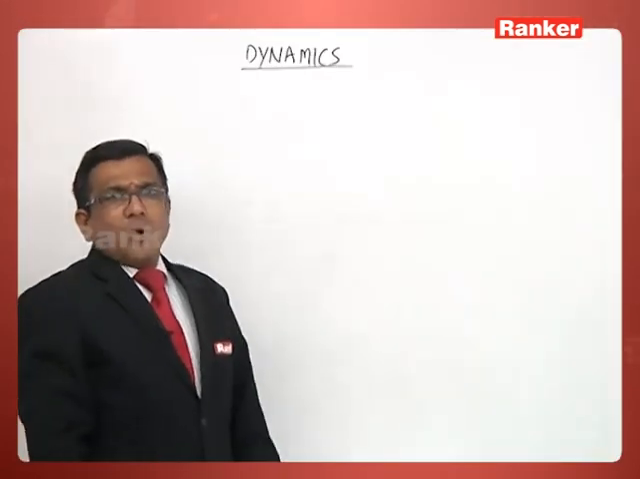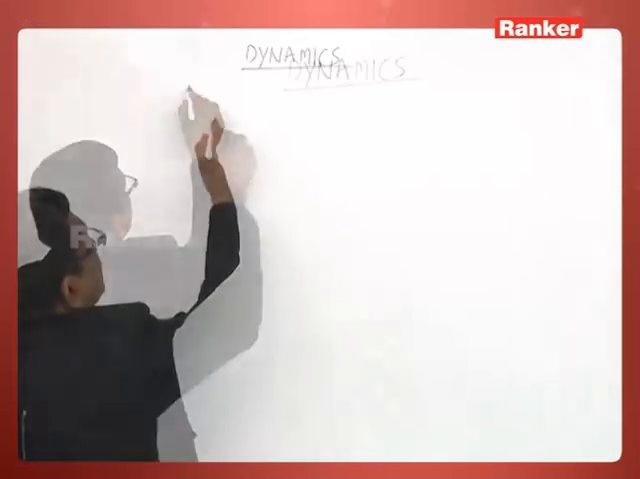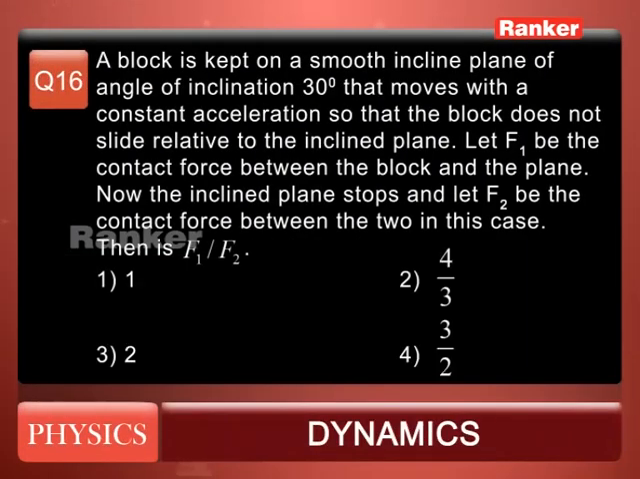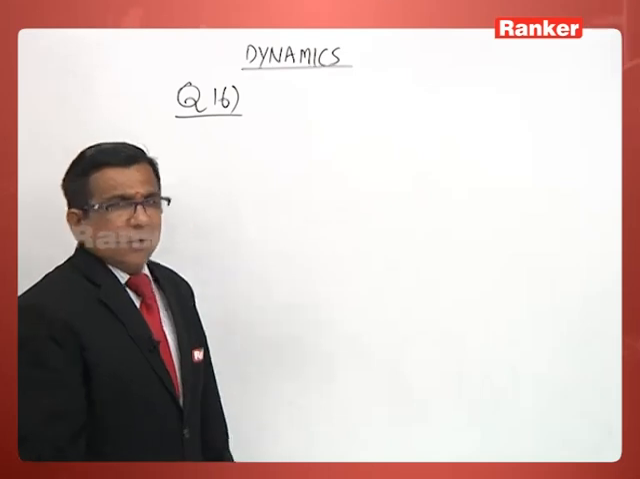Let us see the next problem, that is problem number 16. The problem is: a block is kept on a smooth inclined plane of angle of inclination 30 degrees that moves with constant acceleration so that the block does not slide relative to the inclined plane. F1 is the contact force between the block and the plane. Now the inclined plane stops. F2 is the contact force given. What is the ratio of F1 by F2? That is the problem. So let us solve the problem.